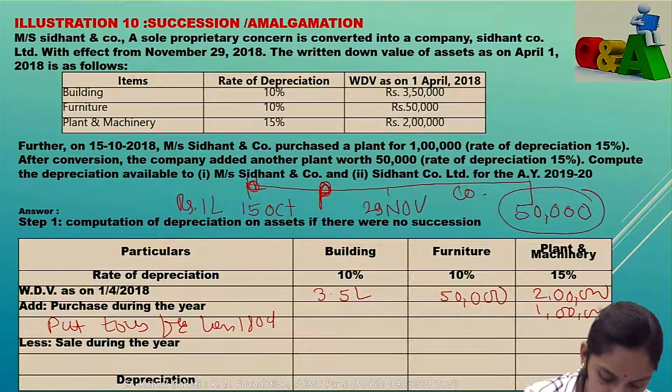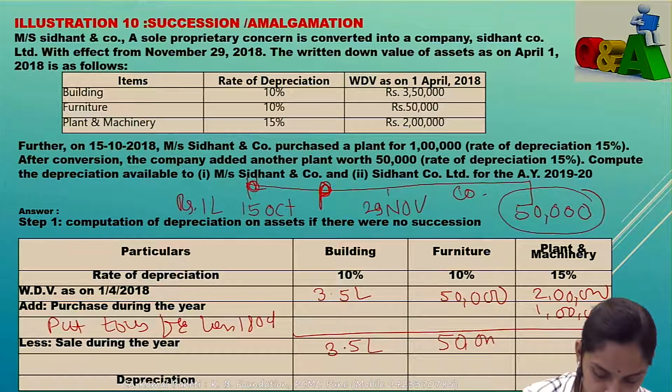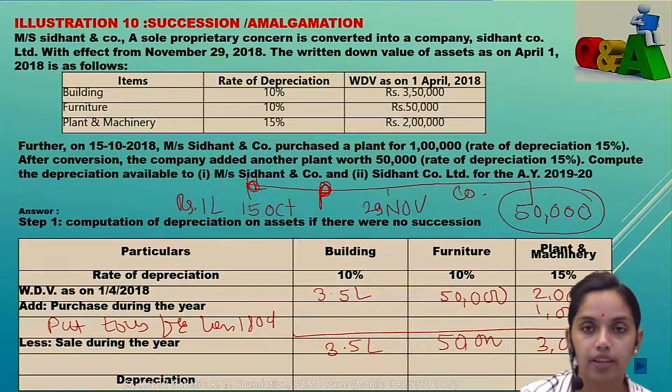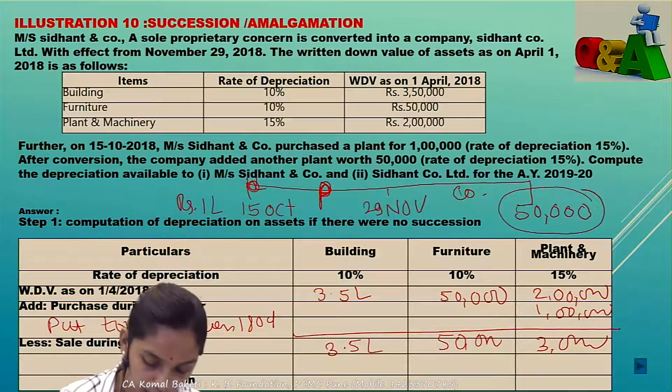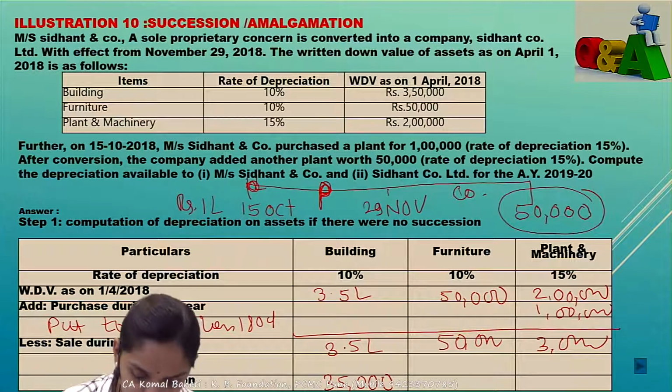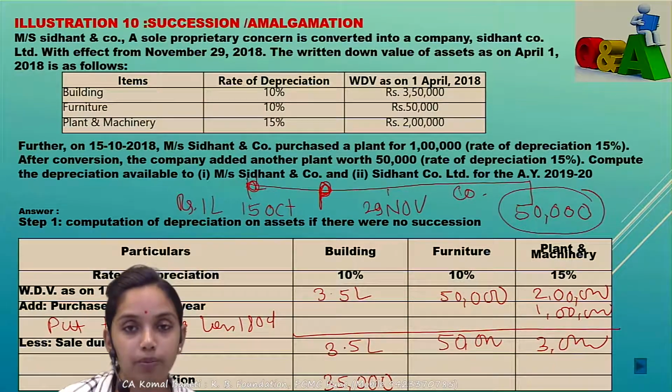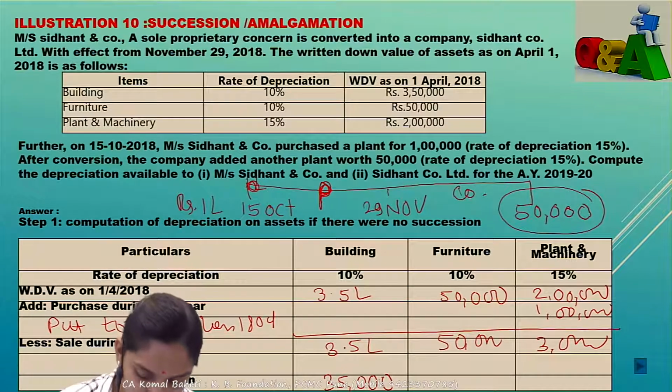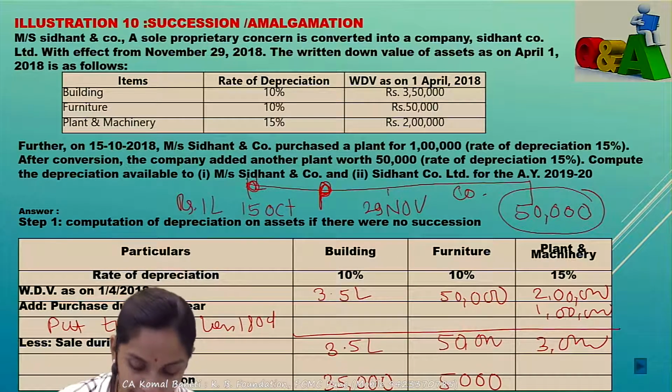Now compute the depreciation. There is no sale during the year. So the WDV available for the depreciation would be 3.5 lakh, 50,000, and over here it is 3 lakh. Now calculate the depreciation. For the building, how much would be the depreciation? 35,000, correct. For the furniture, the rate of depreciation is 10%. So 50,000 by 10%, it would be 5,000. Correct. Plant and machinery, be careful. On this 2 lakh, you should apply the 15% and on this 1 lakh you should apply 7.5%. So the total depreciation would be 37,500.